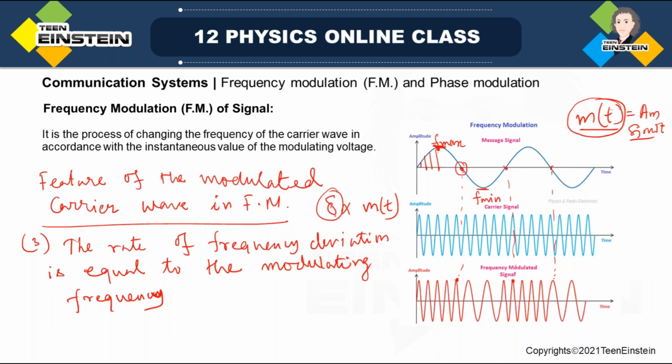Then the rate of change of this will be exactly the rate of change of the instantaneous value. Rate of change of instantaneous value. That means what? That means the frequency of the original message signal. I hope you agree with me.